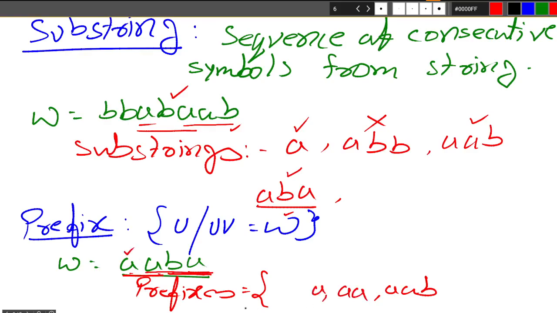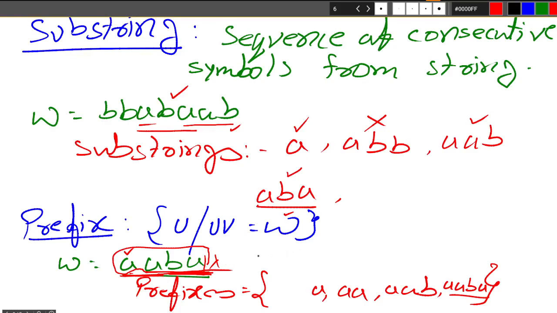Is there any other prefix? Can you guess? Sir, the whole string can also be a prefix. Yes, the whole string. Suppose we take the null string, so this is also a prefix, right? So you have A, B, A. This is also a prefix. Is there any other possibility?